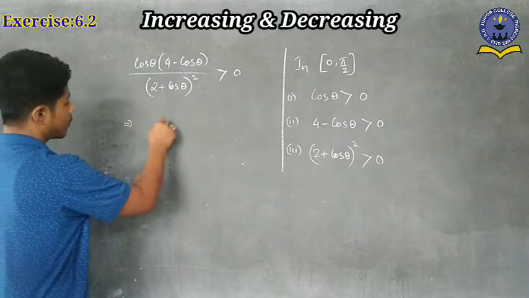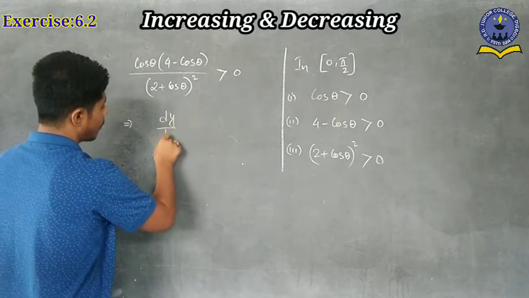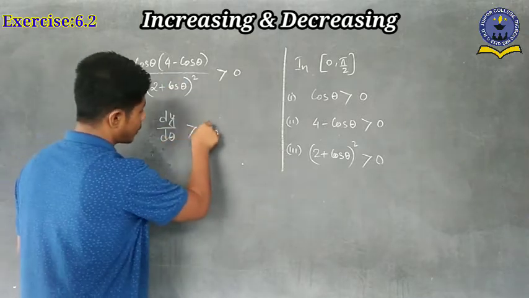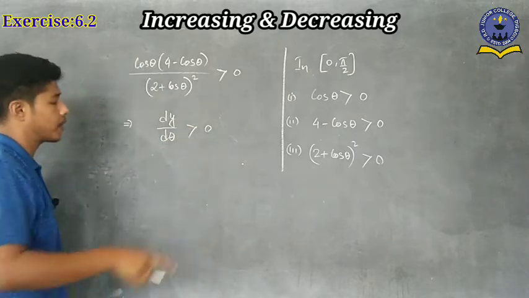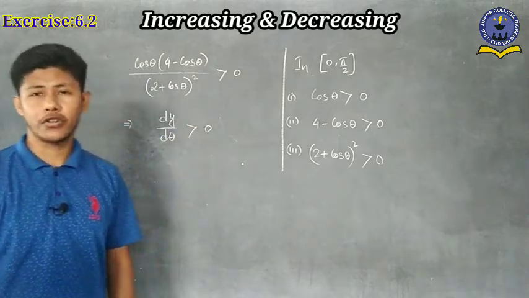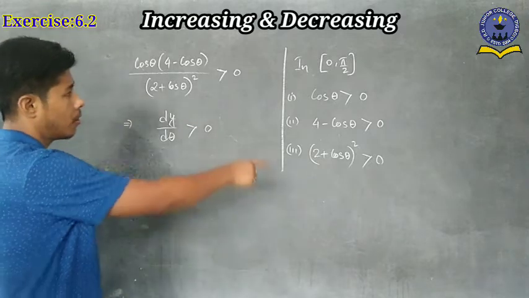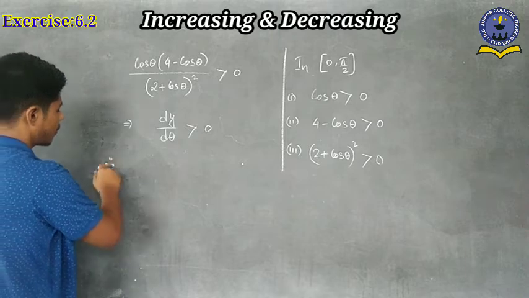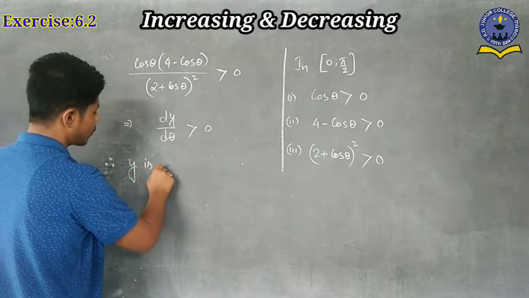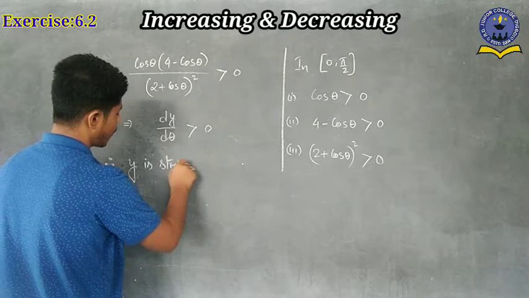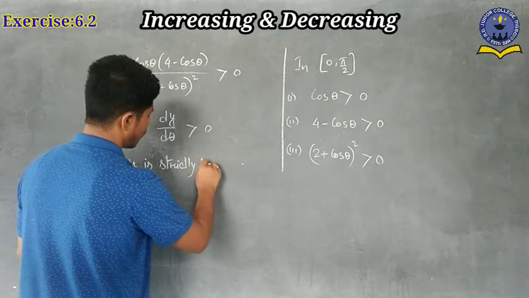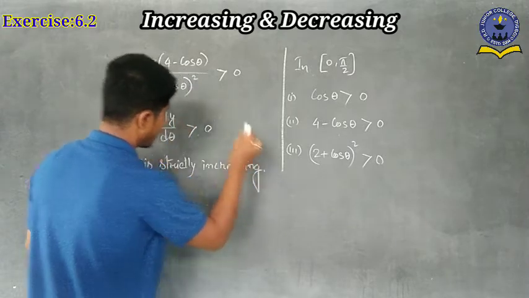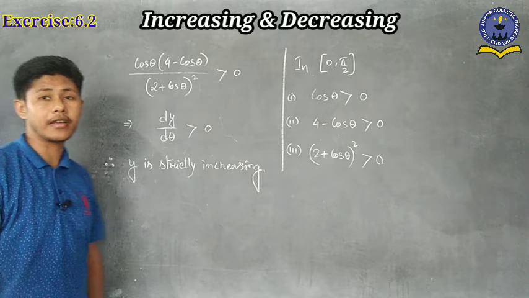If this result is greater than 0, what can we say about dy d theta? Dy d theta is greater than 0. So from here, the given function y is strictly increasing on which interval? 0 to pi by 2, isn't it? So the conclusion we have to write here: therefore y is strictly increasing. Therefore, we can directly write here y is strictly increasing.